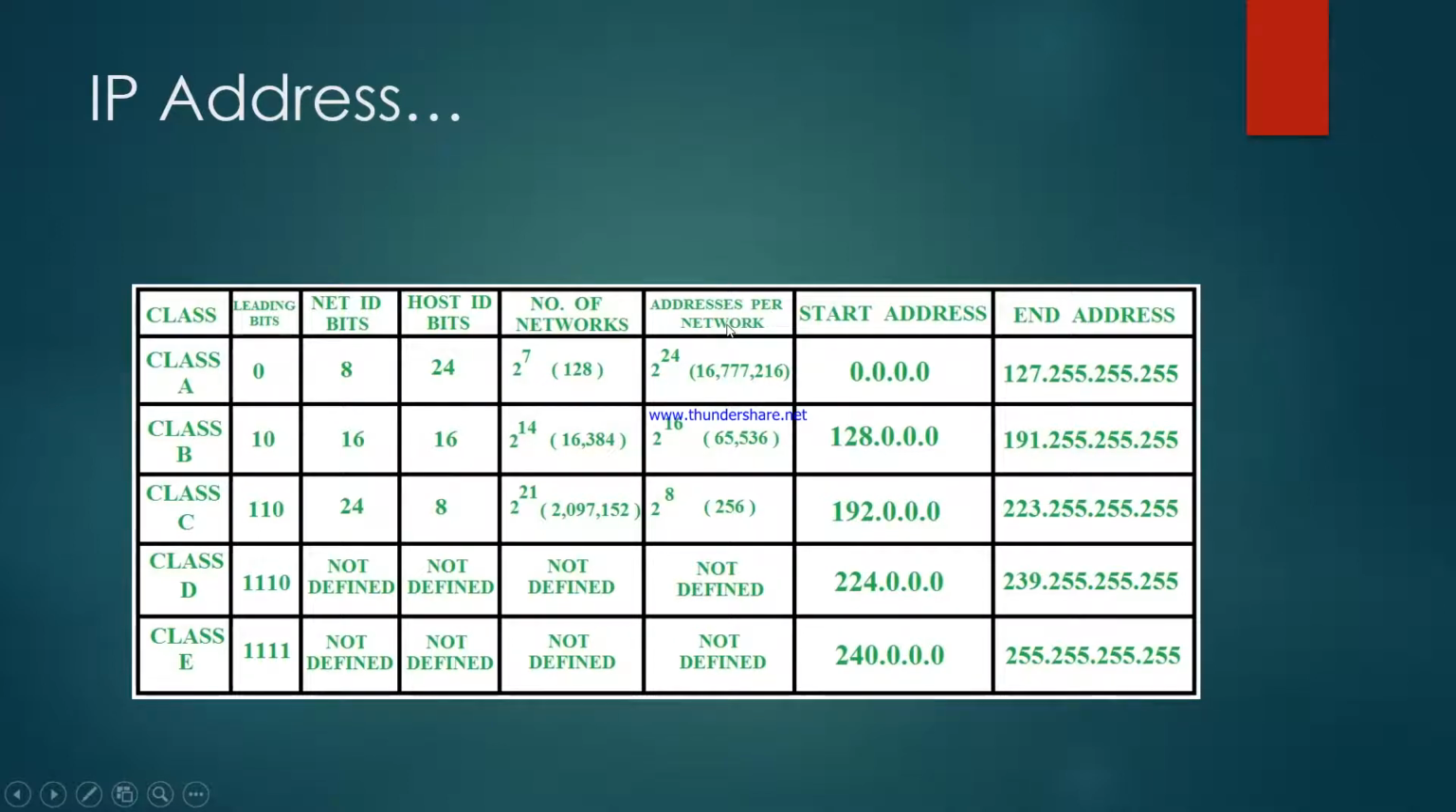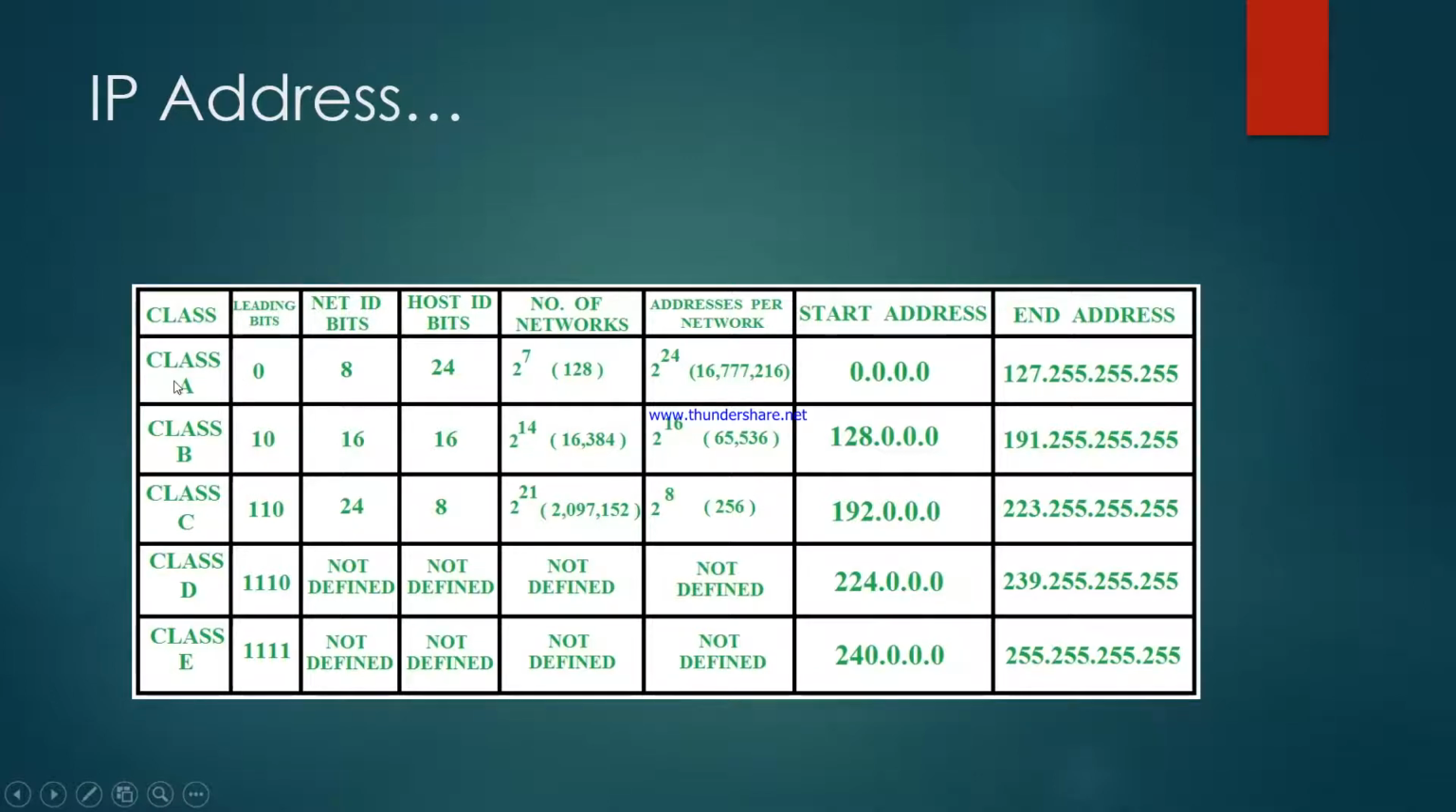So, see here 2 to the power 7 different networks, and each network can have 2 to the power 24 addresses. So, 2 to the power 24 is equal to 16777216 addresses. So, class A will have 2 to the power 7, that is equal to 128 networks, and each network will have 2 to the power 24 addresses.